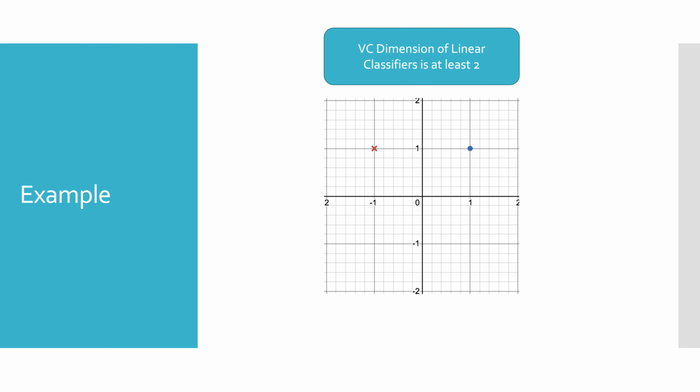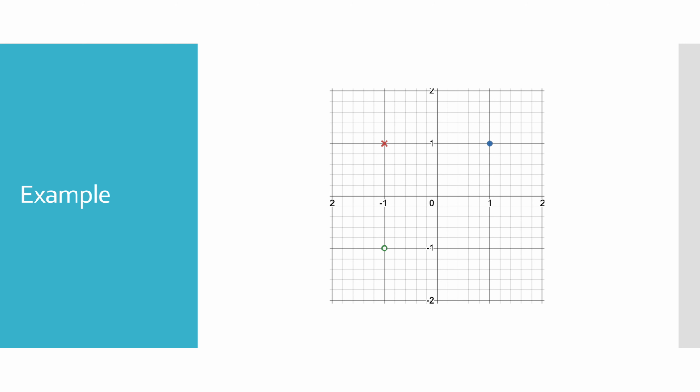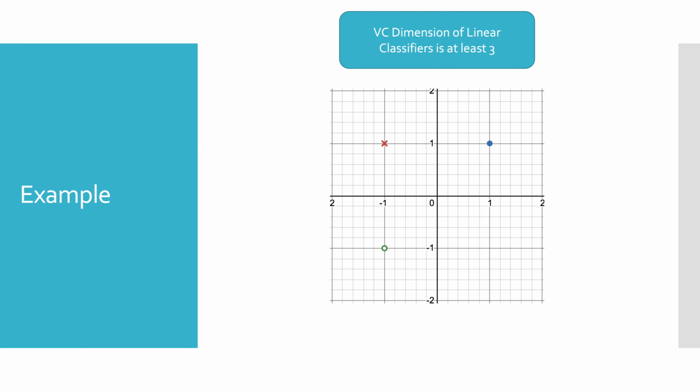Let's try 3. So to classify them all as negative, we can use this line. To just do one as positive and the other 2 as negative, we can use this one, and this one. And then to do pairs of points, we can use this line, and this line. And then to get all 3 points as positive, we can use this line. What does this mean? It means that the VC dimension of linear classifiers is at least 3.